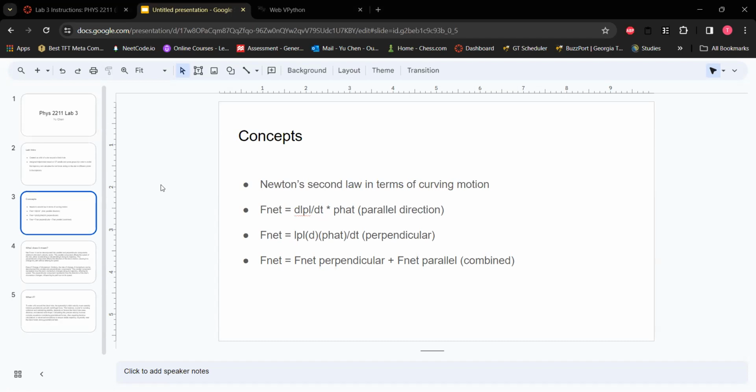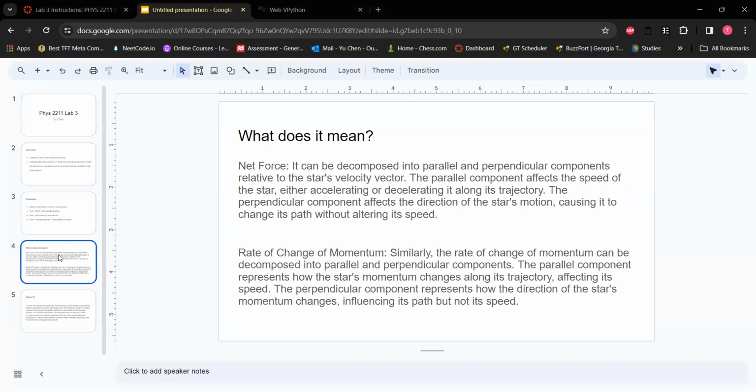So the main concept in this lab is Newton's law in terms of a curving motion, parallel direction. The formula is F net equals dp/dt in the parallel direction times p hat. The F net in the perpendicular direction is p times d p hat divided by dt, and you just add them for the combined.